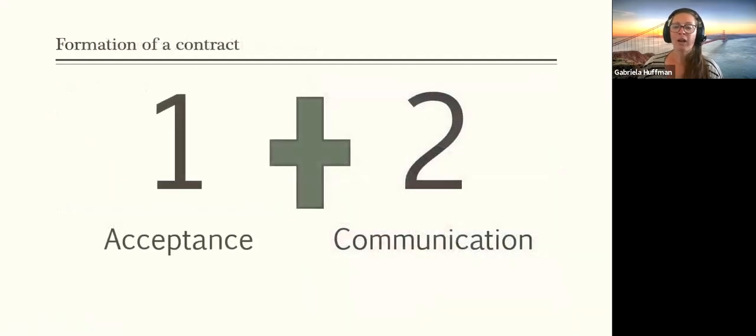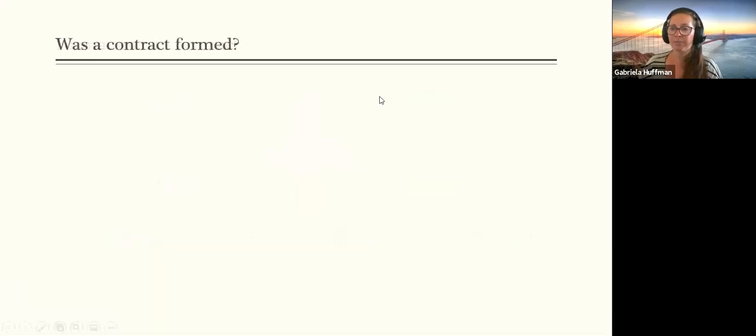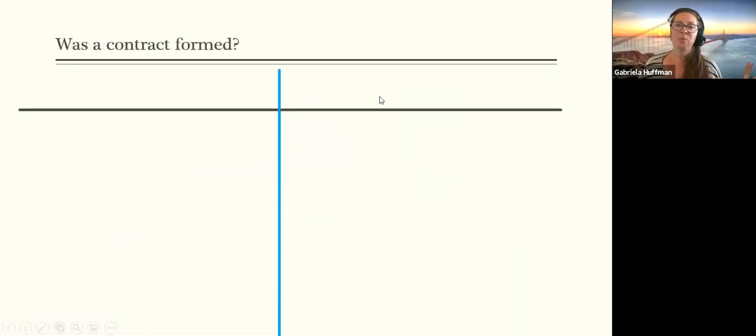Formation of a contract. This is what I use in class. Two things have to occur to actually create a contract. One, we have to have acceptance of all parties, and two, communication. And this is big. Acceptance, communication. You have to have these two things to have a contract. So this is my favorite part of chapter 9, going through a scenario on was a contract formed.